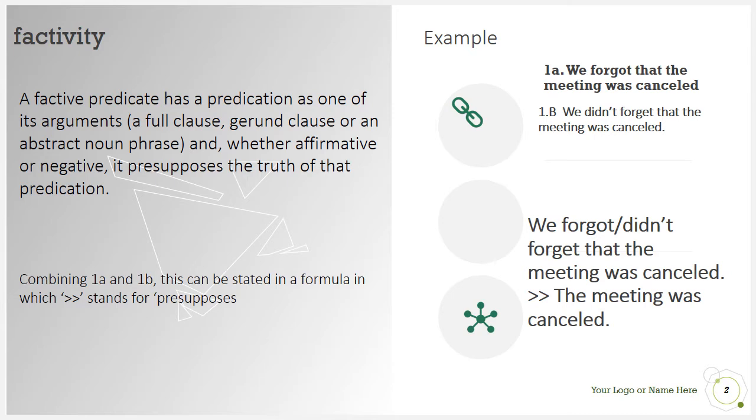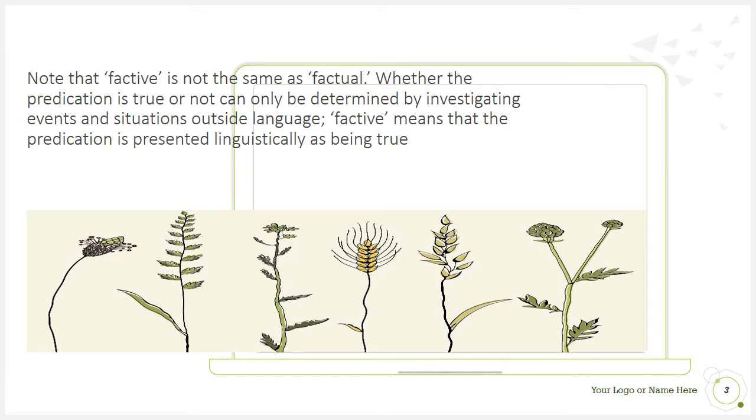So combining examples 1a and 1b, this can be stated in a formula in which the symbol stands for presupposes. So it will be: we forgot or didn't forget that the meeting was cancelled, and the factivity is the meeting was cancelled. Note that factive is not the same as factual. Whether the predication is true or not can only be determined by investigating events and situations outside language. Factive means that the predication is presented linguistically as being true.